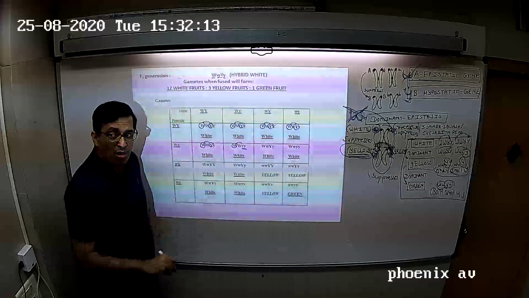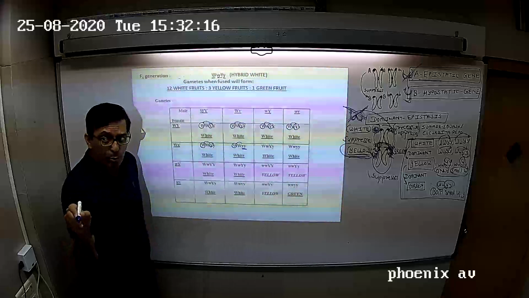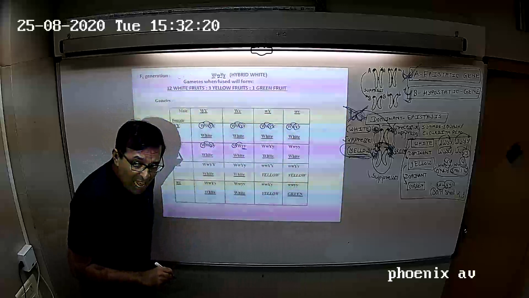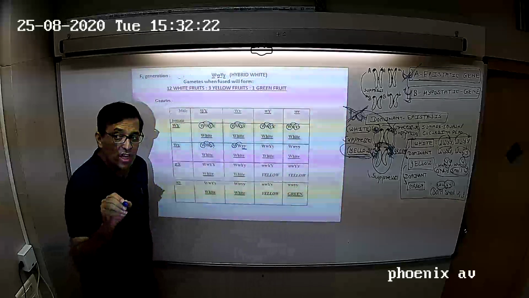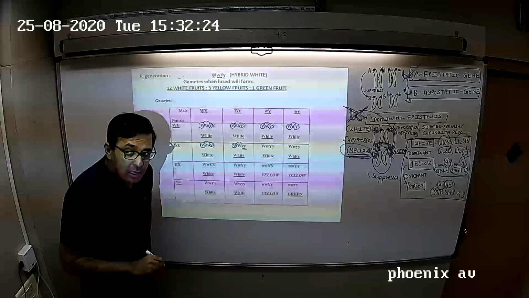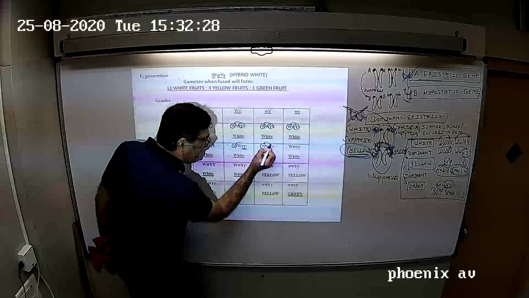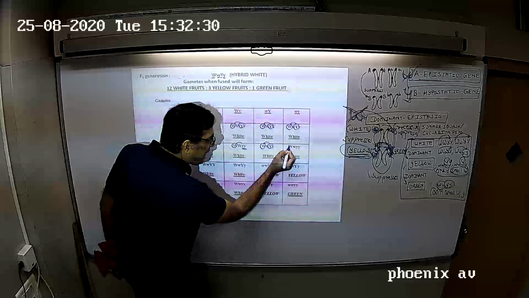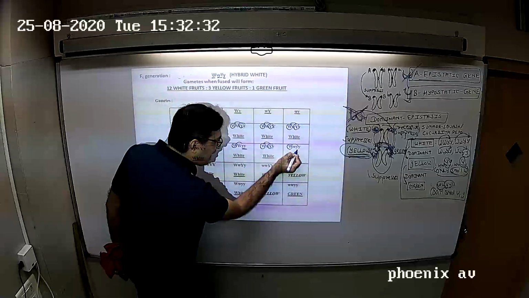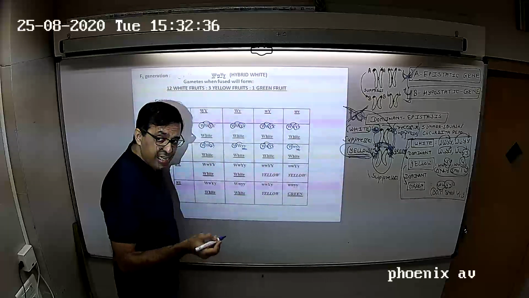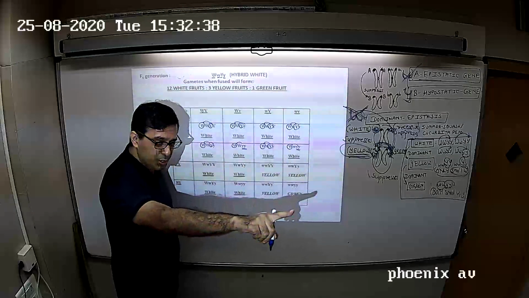But small y green will not form. Capital W becomes epistatic not only over capital Y for yellow, but also over small y for green. So that will still form white. Capital W becomes epistatic over capital Y for white. Capital W becomes epistatic for small y green. Again becomes white. Even a single capital W, it will be white.